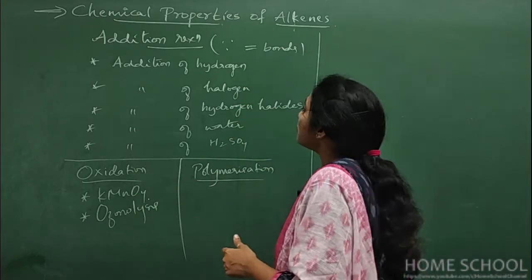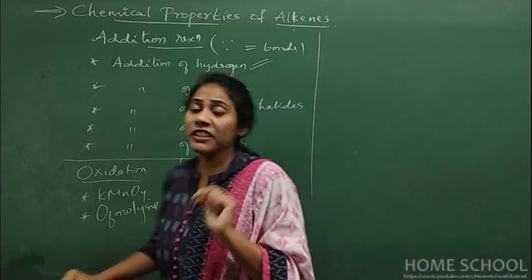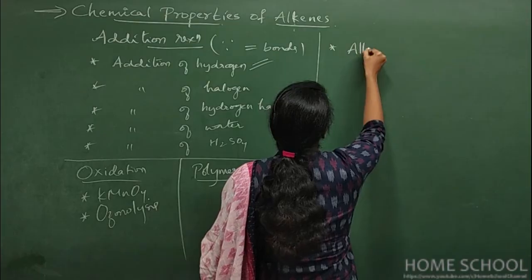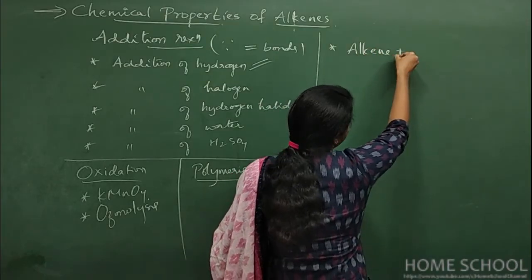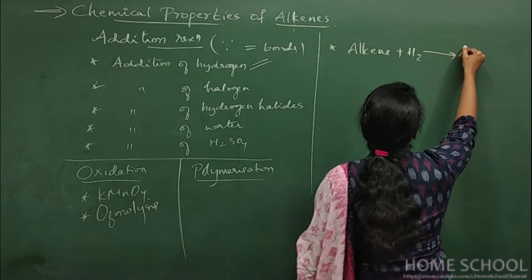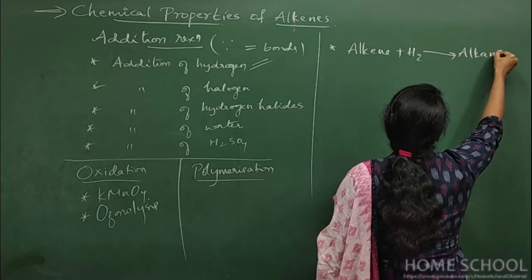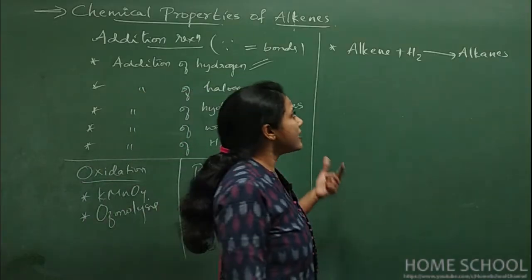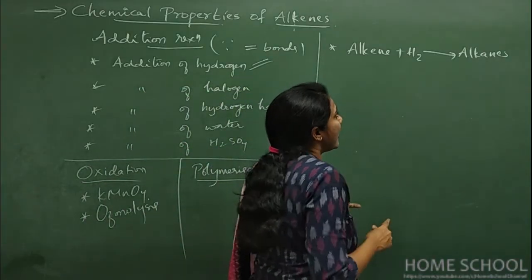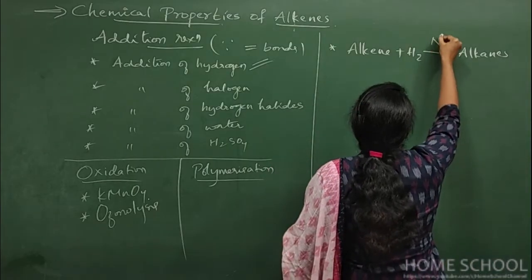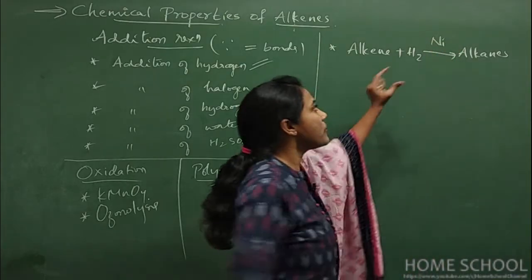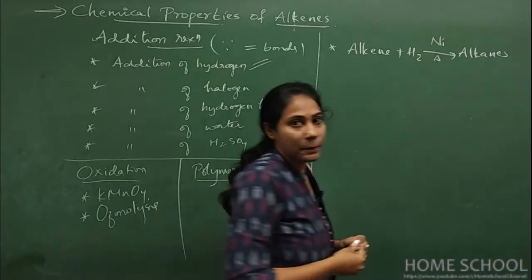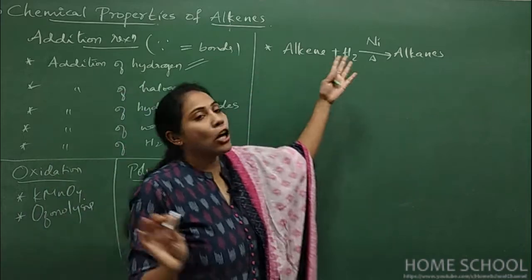So first and foremost, let me go for addition of hydrogen. So this is a very simple reaction, guys. Any alkene, whenever you add hydrogen, you will get alkane. Okay, unsaturated compounds become saturated hydrocarbons. So it's a very simple reaction, and for this reaction a catalyst is very necessary. So we frequently use nickel as a catalyst, and this reaction takes place at very high temperatures. Okay, so this is like a common reaction.